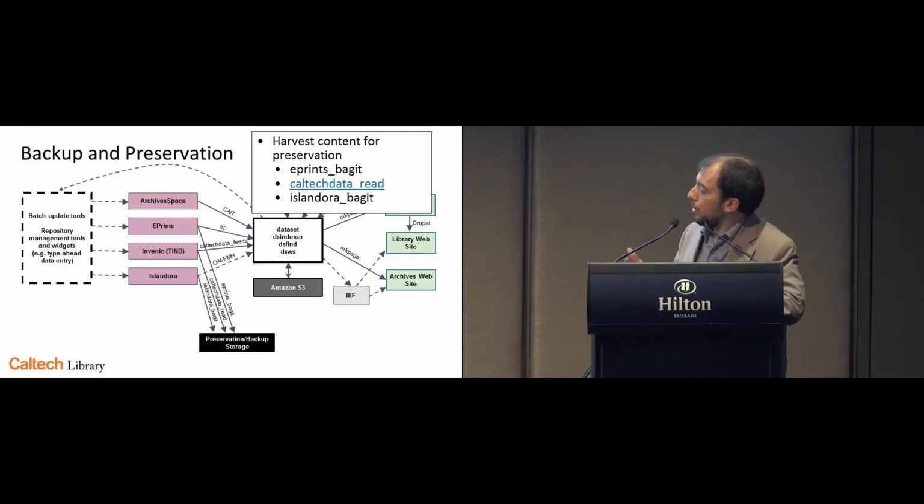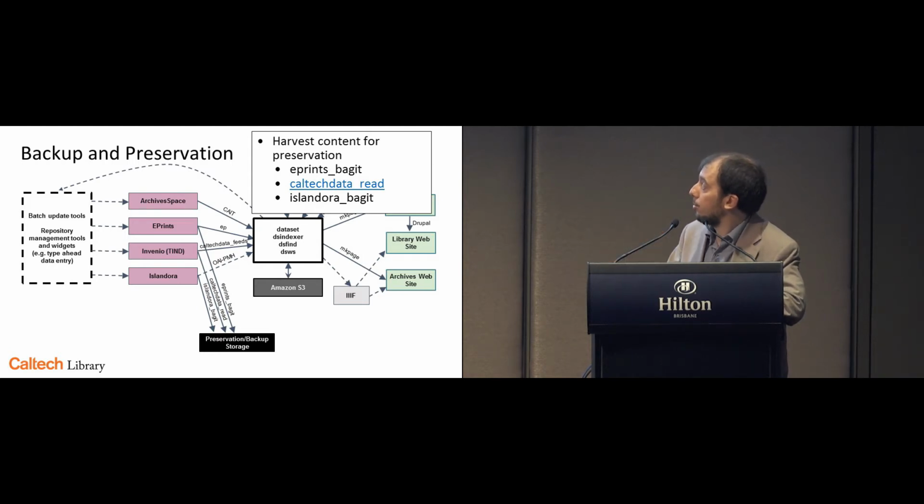And then we can also use a very similar approach for doing backup and preservation. So we've been in the process of moving a lot of the data from our repositories onto the Digital Preservation Network. And so we've been using basically BagIt packages for both ePrints and Islandora. And on our data repository, we're storing all of this content locally at Caltech.